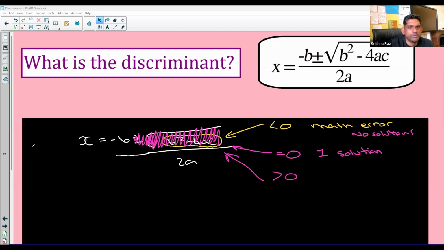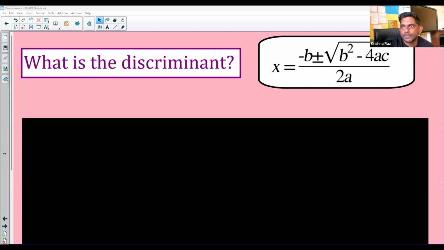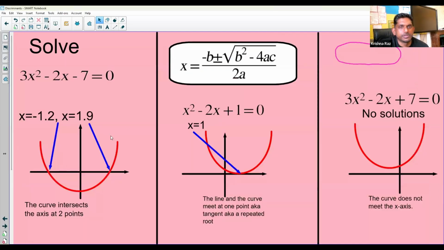And if it's solved as normal, and this ended up being greater than zero, then that gave us two solutions. So it's this part here, not including the square root, which is known as the discriminant. So what we're going to go into now is why that's useful. I've got three examples here that explain what I've just explained.